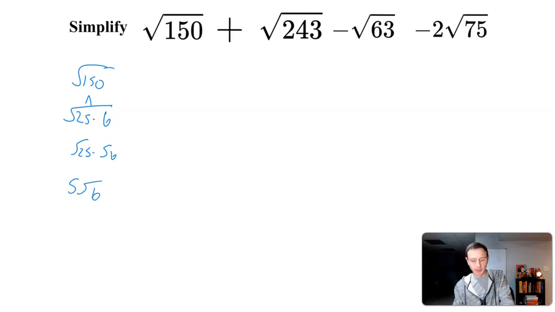So we'd have 5 root 6. The square root of 150 is 5 root 6. And the reason it's 5 root 6, again, is the square root of 25 is 5. And then the square root of 6, I can't do anything with that. 6 is 3 times 2. Square root of 3 is square root of 3, square root of 2 is square root of 2. So I have to leave it as the square root of 6. So first one done.